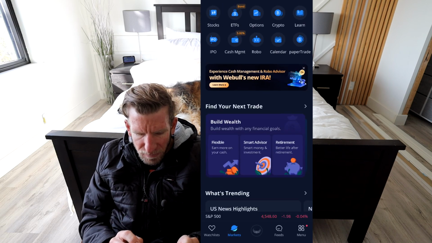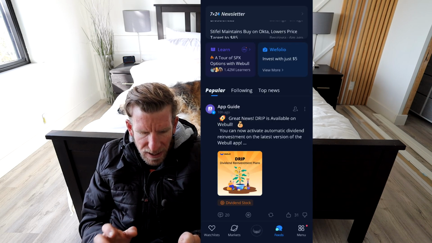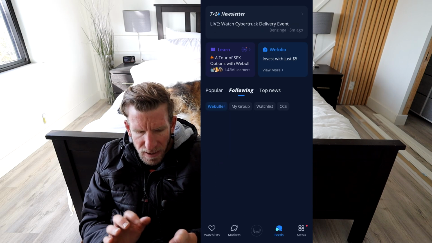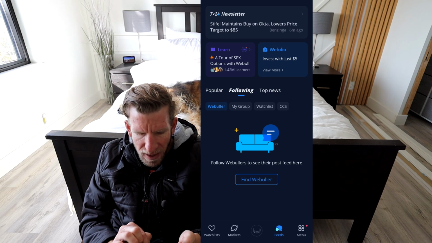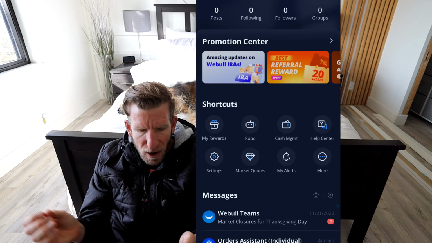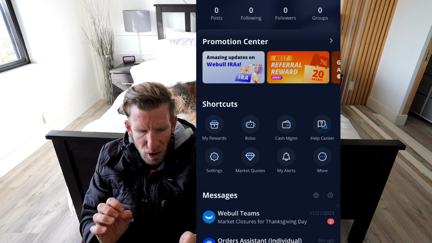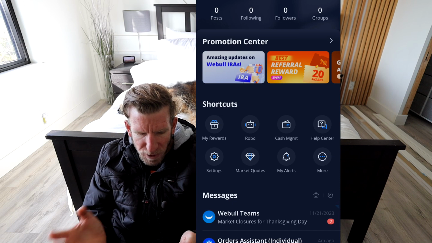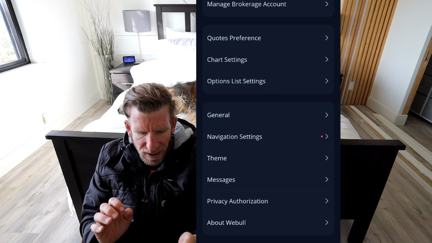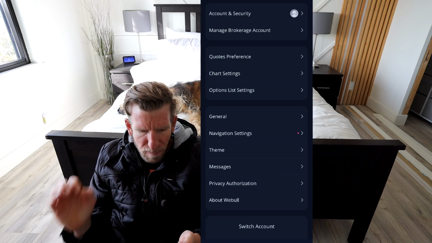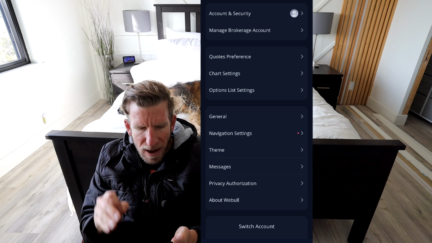And then bottom, again, of your screen, there's the Webull logo to go to your positions. Feeds will have like newsletters, app guide, following, top stories. You can find a Webuller, copy their trades, do what they want to do. And then bottom right of the menu, you can have your posts, following, followers, groups. Again, I don't have any of that. Down below, you have your messages. And then right there in the middle are your shortcuts to My Rewards, Robo, Cash Management. We've already seen that. Alerts, settings, etc. And settings is where you would go for two-factor authentication, passwords. And in settings, again, you can do all your stuff with account and security and manage brokerage account, etc.